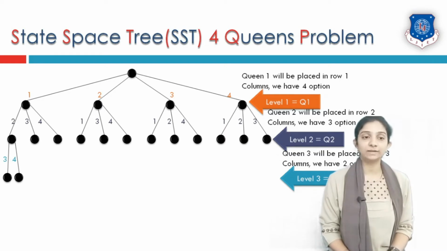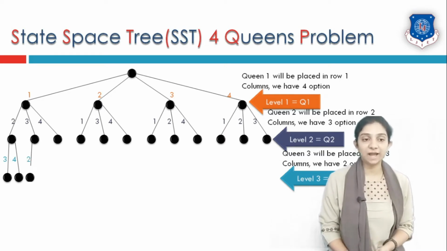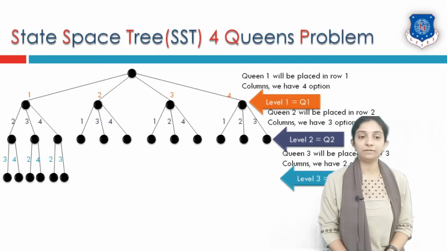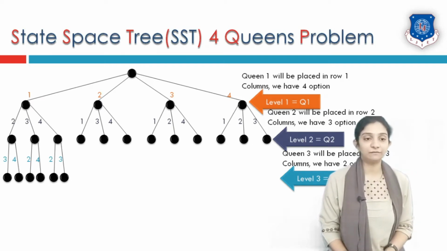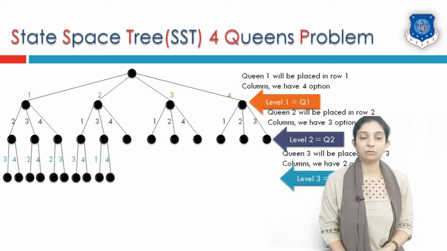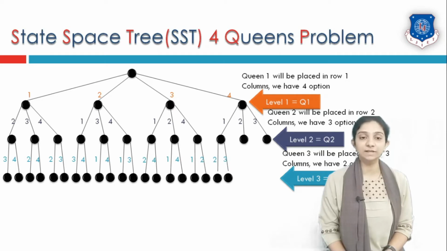If queen 1 and 2 are placed in column 1 and 3, for third queen we have only 2 and 4 column option. Similarly, for queen 3, if 1 and 4 columns are occupied, we are only left with column number 3 and 4. If column 2 and 1 are occupied, then we have only column 3 and 4 as an option. Similarly, the complete level of tree is being generated.